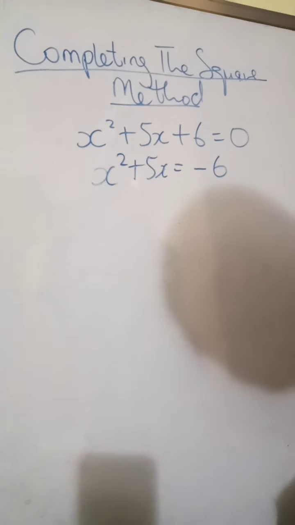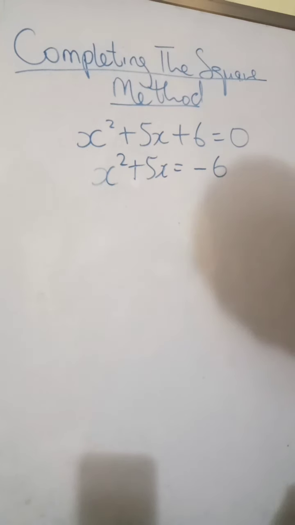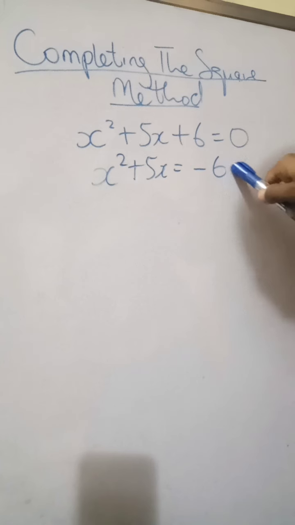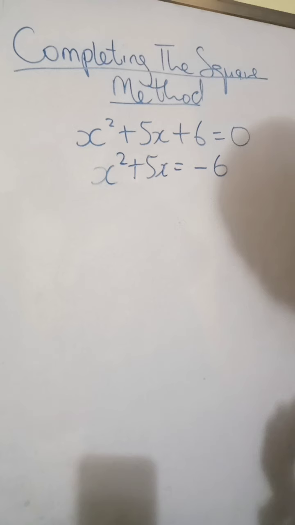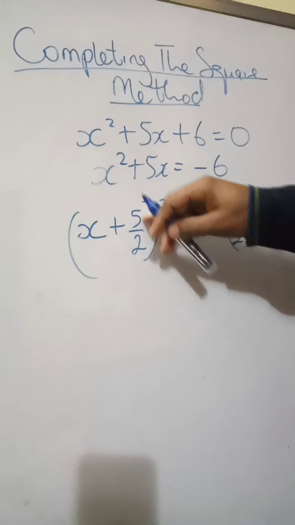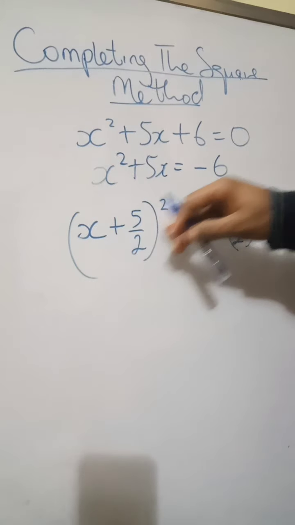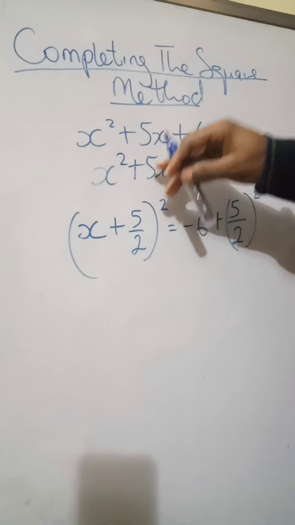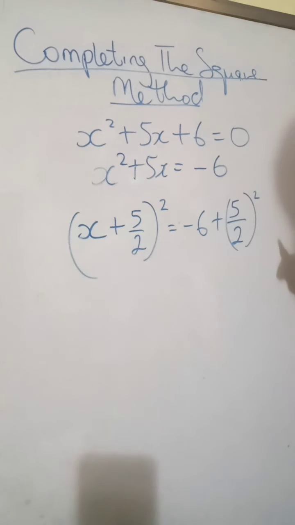Now the next thing you want to do is observe the coefficient of x and take half of it, then square it. Now the square will be added to the right side of the equation, while half will be added to x, and then you take the square of the sum. Okay, so there we go. Half of the coefficient of x is 5 over 2, and it was added to x, and taking the square of the sum, while the square of half of the coefficient of x was added to minus 6 on the other side of the equation.